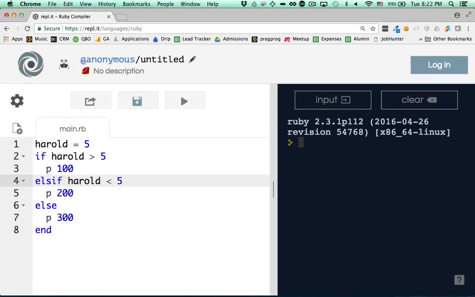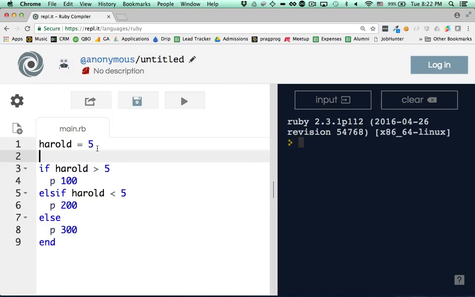We're basically grouping 3 conditions together. Here we have Harold is 5. So we're creating the variable called Harold, which is a nickname for 5. We then say if Harold is greater than 5, then print the number 100 to the terminal. Elsif Harold is less than 5, print the number 200 to the terminal. Else, if neither of those 2 conditions are true, then print 300 to the terminal.